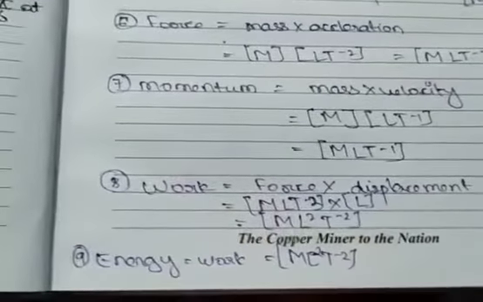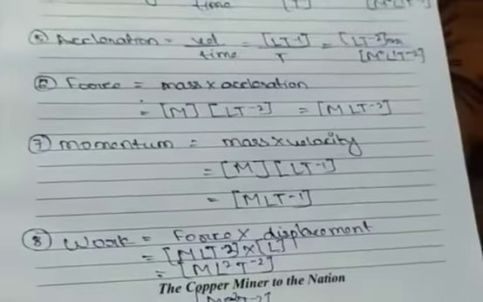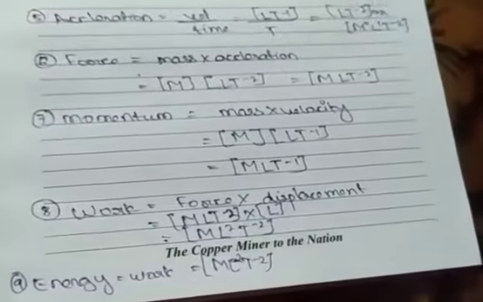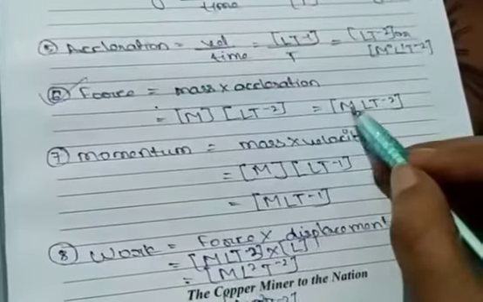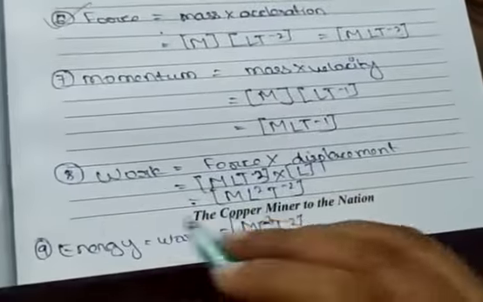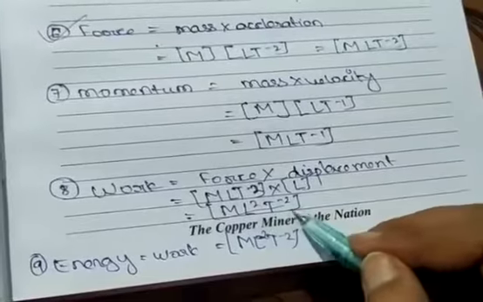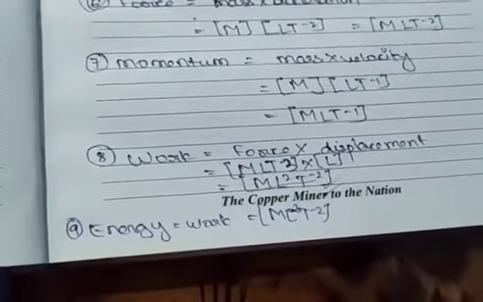Now this is the next important formula that we will remember. Some of the formulas, students, we have to keep in mind always. Like force, m L t minus 2. Then work, m L square t minus 2. These two things you always keep in mind.